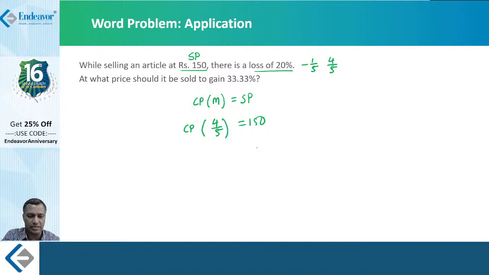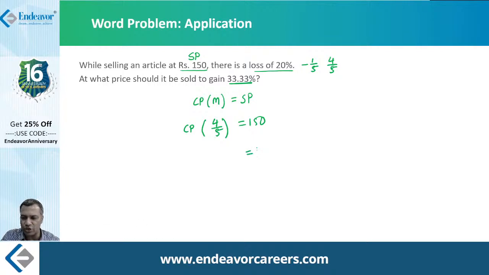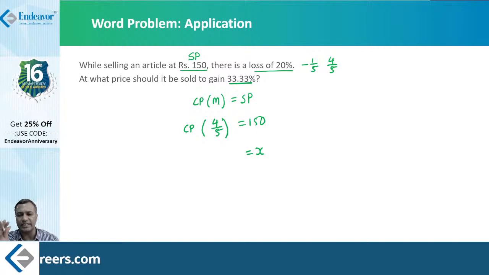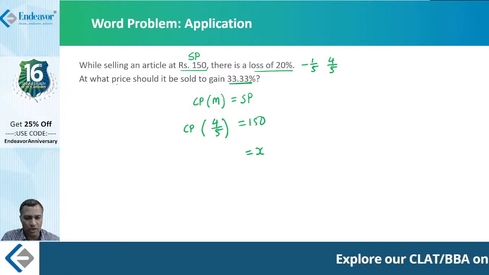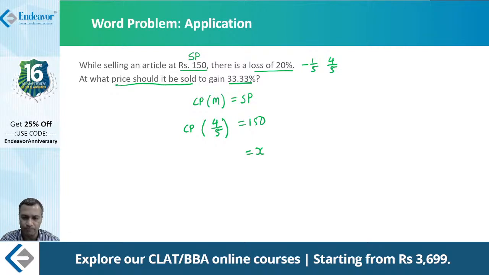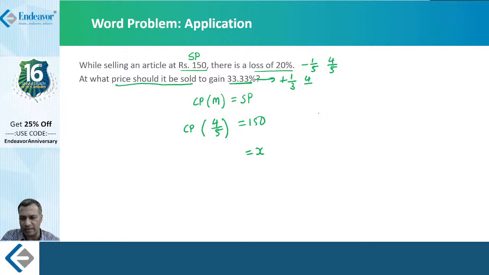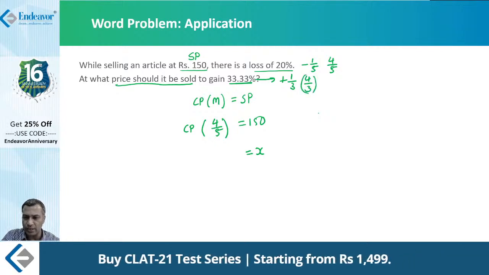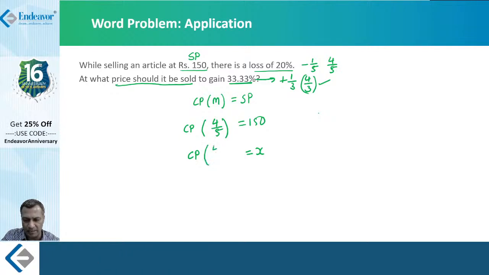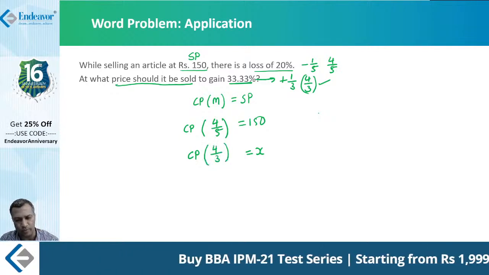Fair enough. What is the second statement? At what price should it be sold? He is asking for the new selling price to gain 33.33%. Let me call it X. He's saying you tell me the selling price so that there is a gain of 33.33%. What is the gain of 33.33%? 1 by 3. So 1 plus 1 by 3, therefore the multiplier is 4 by 3. Which side should the multiplier sit on? Cost price. Did the cost price of the commodity change? Absolutely not. Therefore, the second piece of information: cost price times 4 by 3 is equal to X.